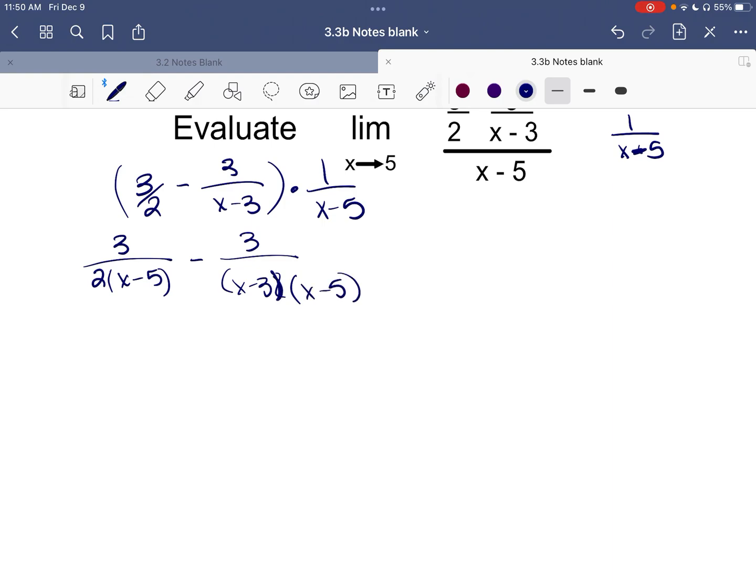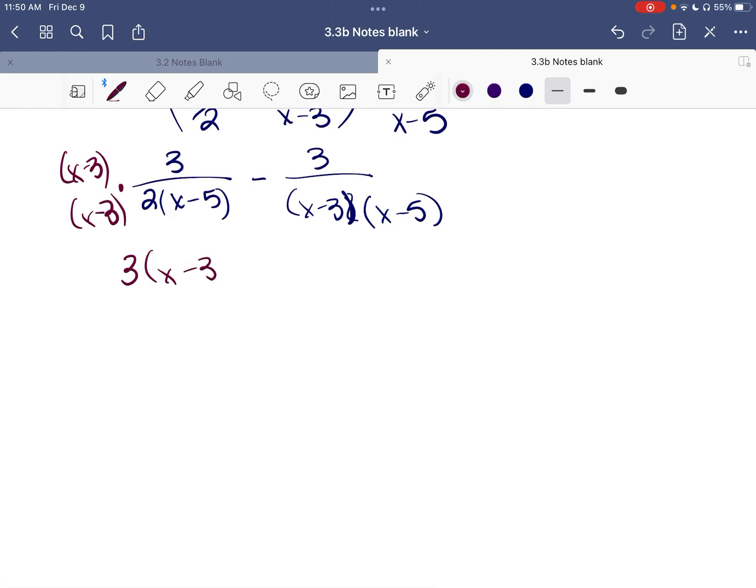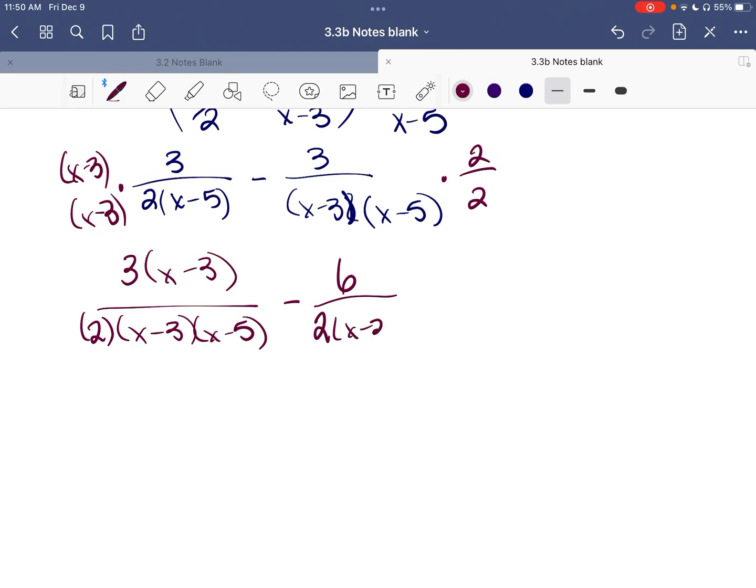x minus 5. Okay, in order to add our fractions, we need a common denominator, which means this first term needs a x minus 3. So x minus 3, x minus 3. So now what our function has is 3x minus 3 over x minus 3, x minus 5, and we have the 2. I'm just going to throw that out front. Minus, this other side needs a 2, so 6 over 2, x minus 3, x minus 5.